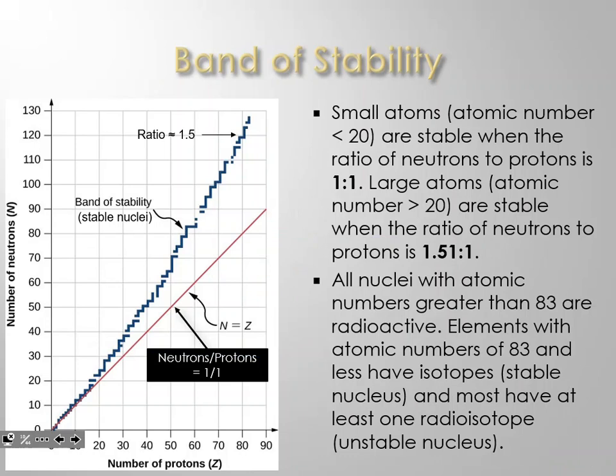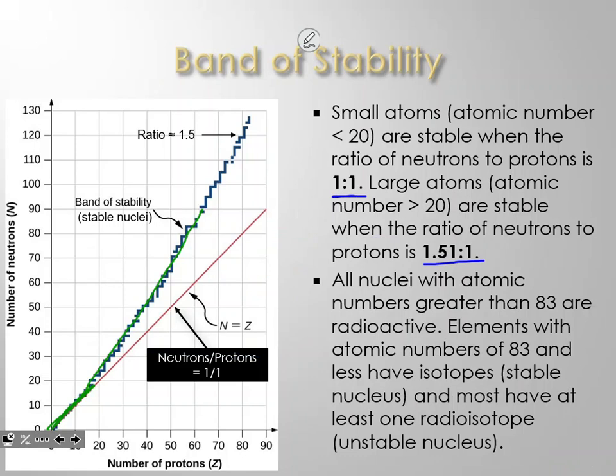Small atoms, atomic number less than 20, are stable when the proton to neutron ratio is about 1 to 1. Larger atoms are looking for about a 1.5 to 1 ratio of neutrons to protons. You can see on our graph here at the beginning, we're really 1 to 1 down here. Then the band of stability veers off from the 1 to 1 ratio line, and it becomes more of a 1.5 to 1 ratio. And as they get larger, they get more neutrons in comparison to the number of protons.